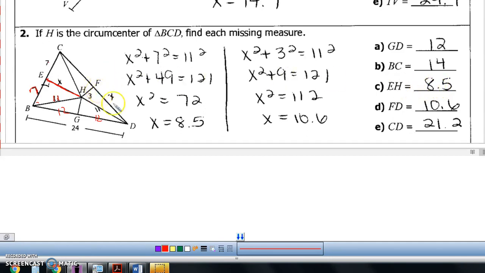All right, FD. Again, we did not have this measure of CD, but we do have the hypotenuse and a leg. So we can do 11 squared minus 3 squared, and it'll give us 10.6 for FD. And then they wanted CD, so that was a combination of those 2 measures, and you should have gotten 21.2. All right, try the next one.